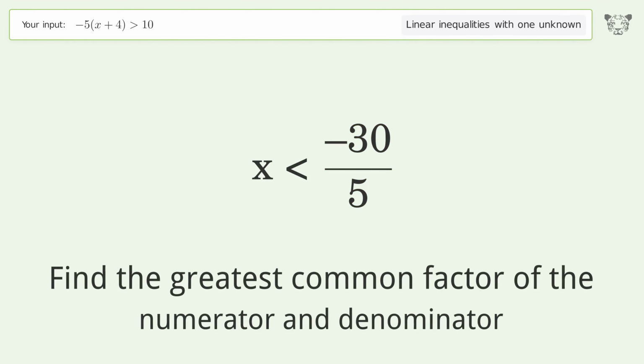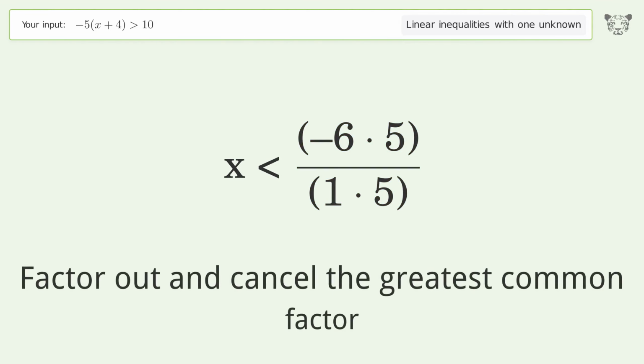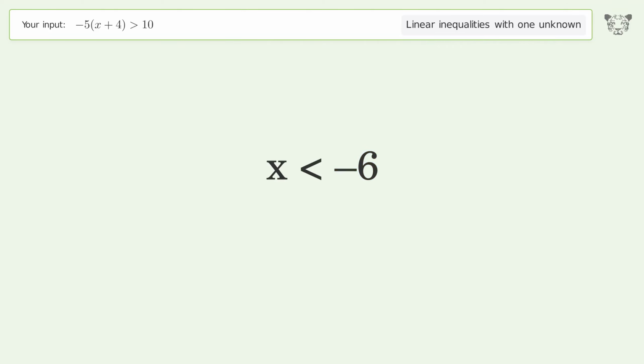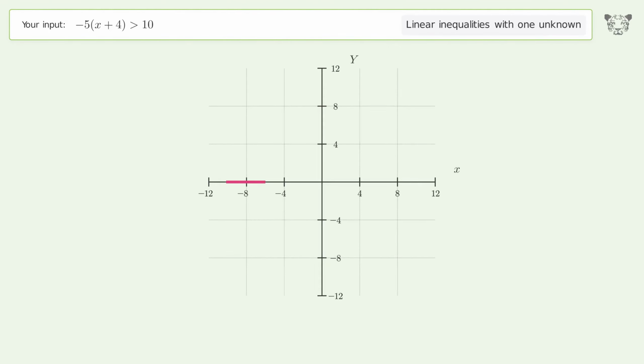Find the greatest common factor of the numerator and denominator. Factor out and cancel the greatest common factor. Plot the solution on a coordinate grid. And so the final result is x smaller than -6.